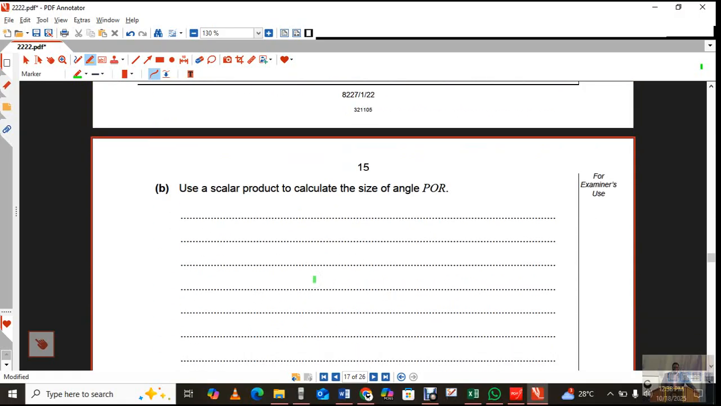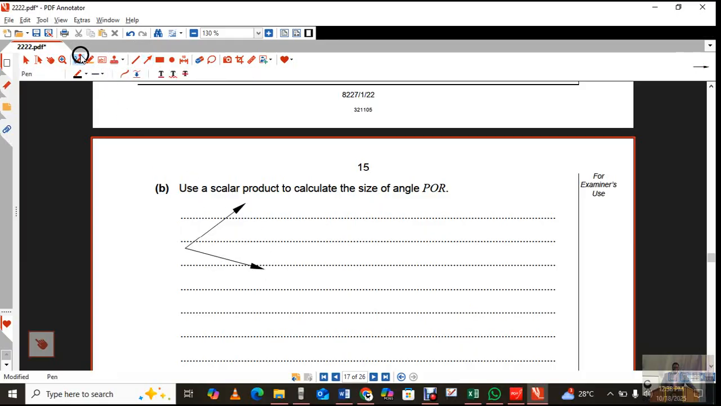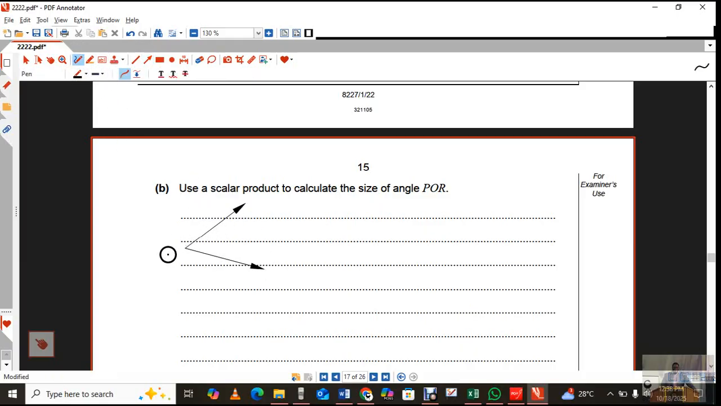Use the scalar product to find the angle POR. Now, what I always say, you should always look at this scenario where you create yourself an angle, the angle that we are looking for. O is here, so O to R and O to P. You always have to go away from or towards O. So we know what OR is. We also know what OP is. Let's just write them down as we have them.